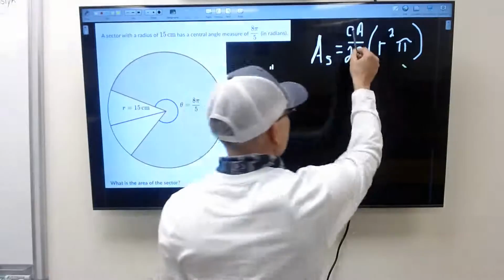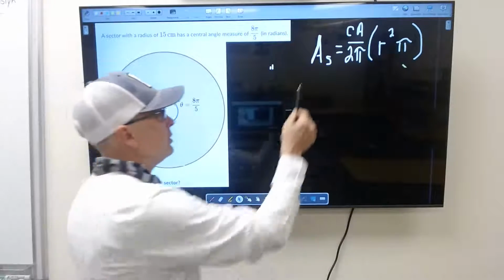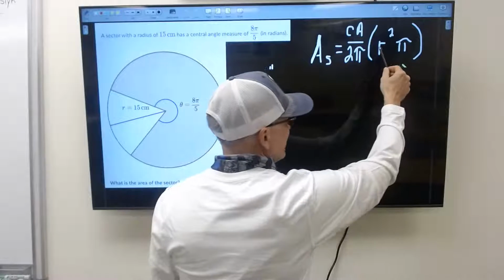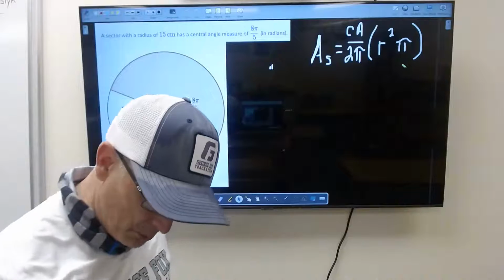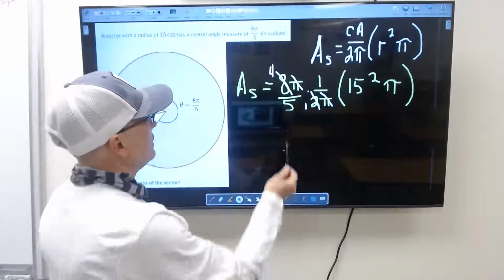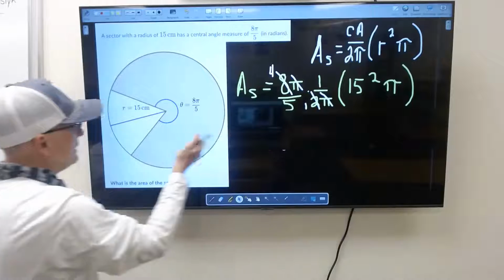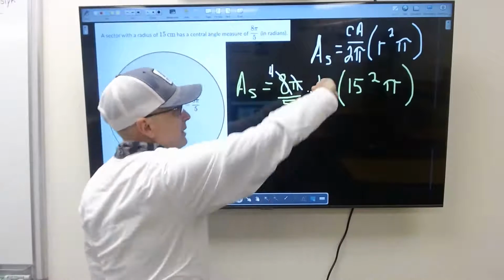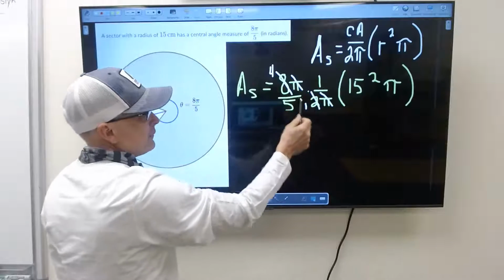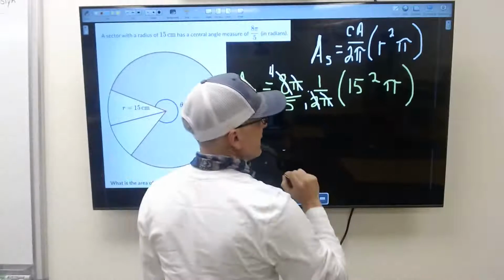Okay, what do I need? I need a fraction of the area. So what's the fraction? That angle over the entire circle, and this is the area of the entire circle, so we'll multiply. What I've got here is 8 pi over 5, that's the central angle, divided by 2 pi. We flip and multiply, which causes the pi's to cancel. The 8 and the 2 cancel to give us a 4 over a 1. The radius told us there was 15, so we put that in there.